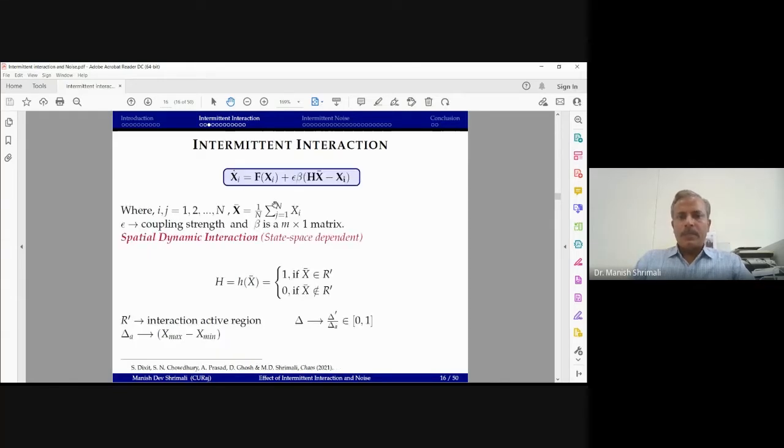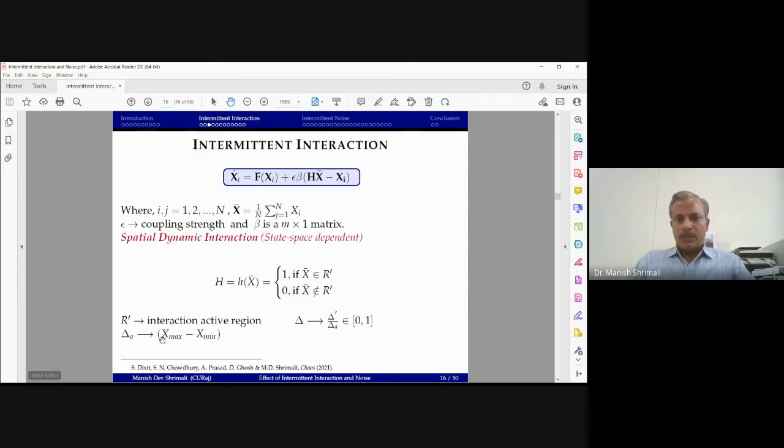Later it was studied further in detail with the function h introduced here, which is a function of the state space x bar. So we have considered the mean field of the oscillators. There are N oscillators there. We calculate the mean field of the oscillators, which is x bar, and as long as x bar is in a certain subspace of the state space, your interaction is active, otherwise it is inactive.